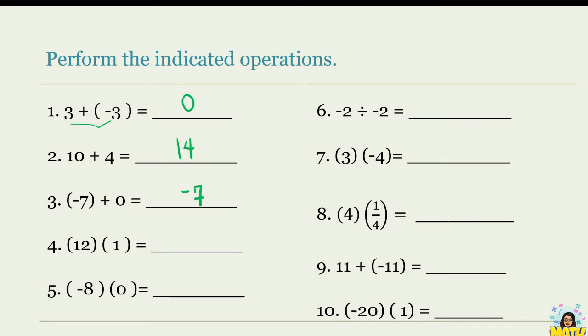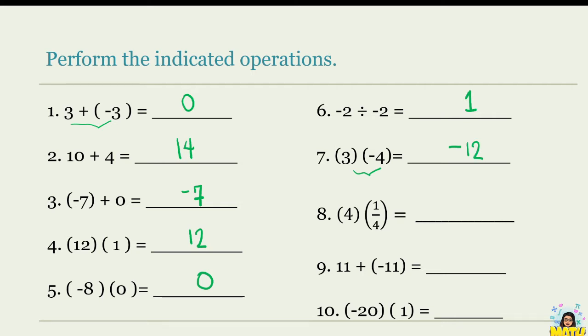Number 4, 12 times 1, the answer is 12. Number 5, negative 8 times 0, any number multiplied to 0 is 0. Number 6, negative 2 divided by negative 2. Since dinivide natin to sa number itself, the answer is 1. Number 7, 3 times negative 4. We multiply different or opposite signs. The answer here is negative. So this will be negative 12.